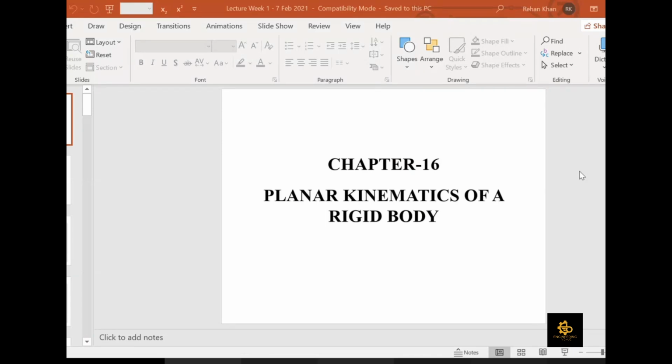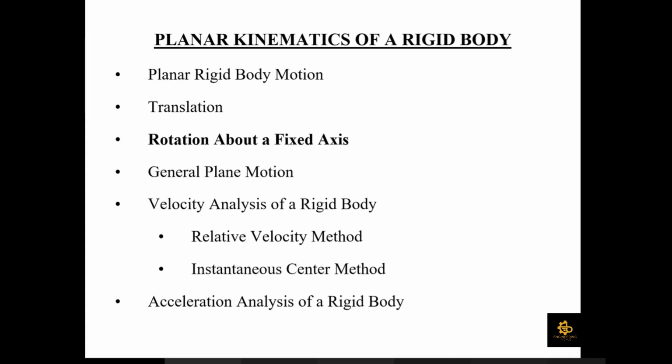To continue with chapter number 16, which is kinematics of a rigid body. Now, in the last lecture, we initially started with the types of motion which a rigid body can undergo within a plane. We studied three different types of motion. The first one was translation, the second one was rotation, and the third one was general plane motion.